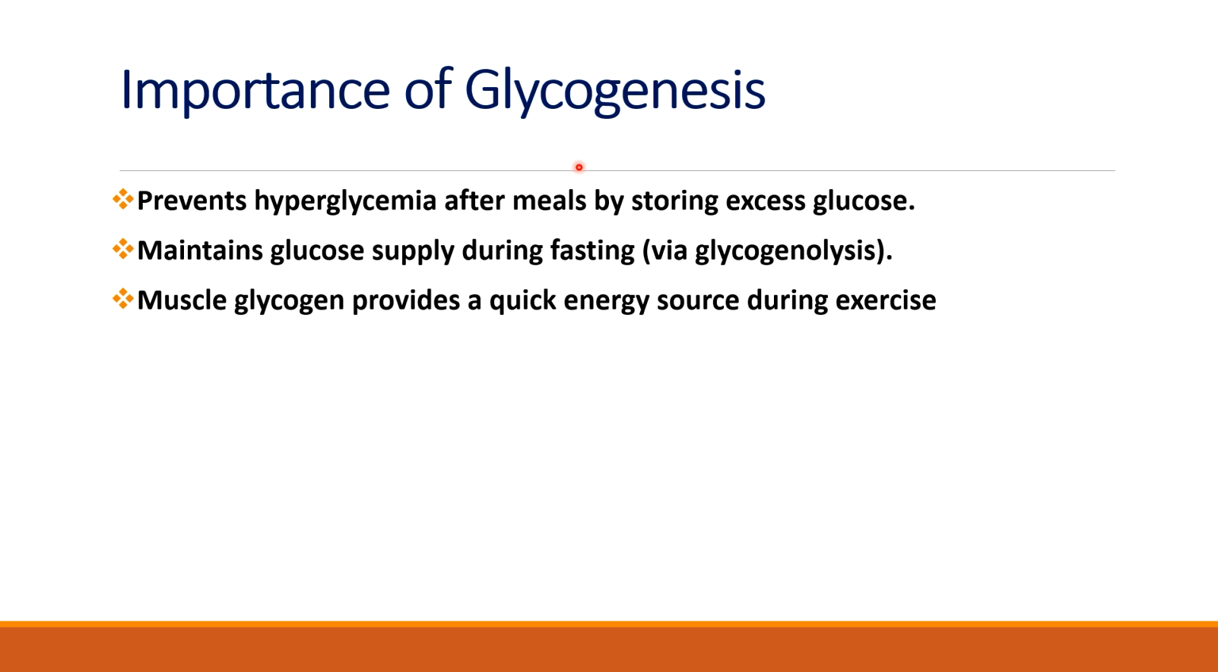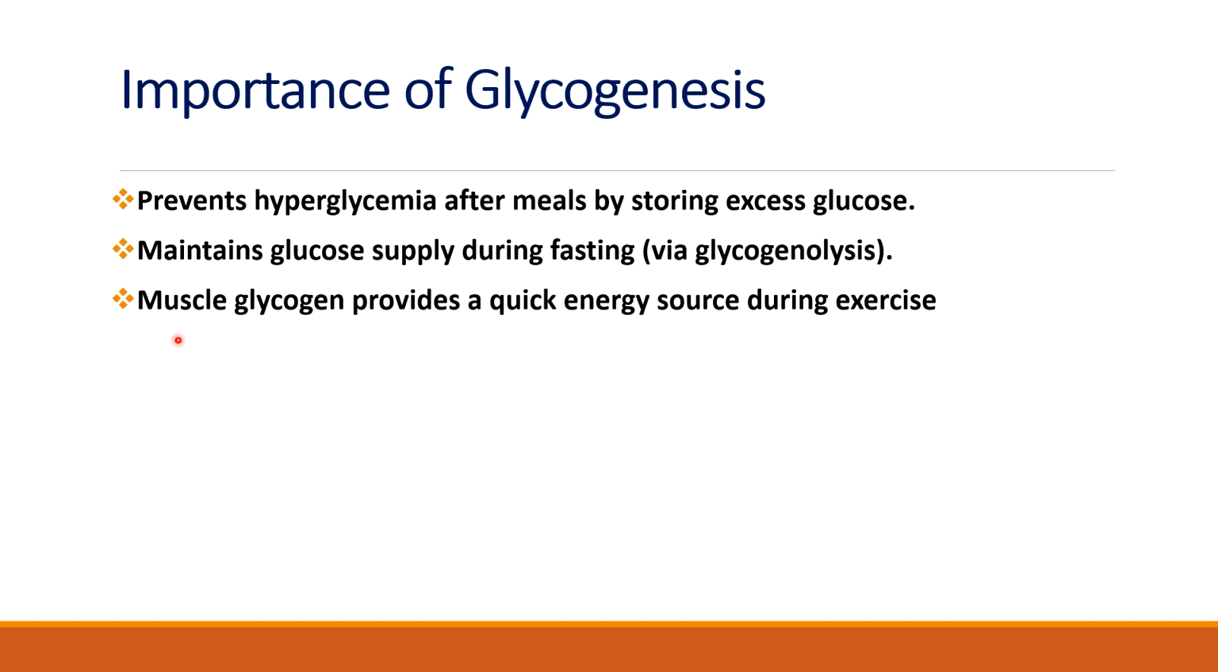So how is glycogenesis important to us? First thing is, it prevents the hyperglycemia condition which we may have to face after meals, because we eat a lot of carbohydrate-based food and lots of glucose will be released. That excess glucose is stored by glycogenesis. It also maintains the glucose supply during fasting via glycogenolysis. If glycogen is stored, then only glycogenolysis will take place, that is, glycogen hydrolysis will take place and glucose is released.